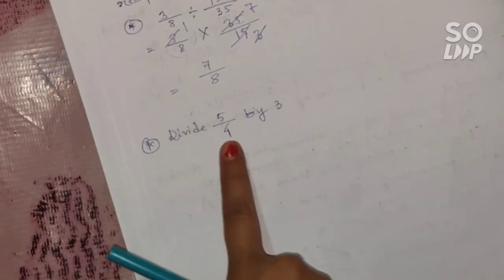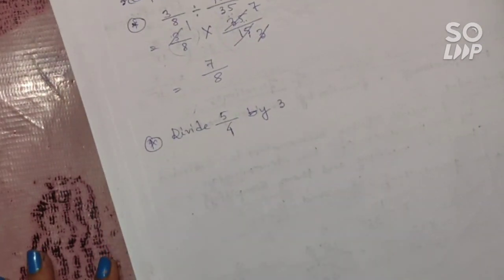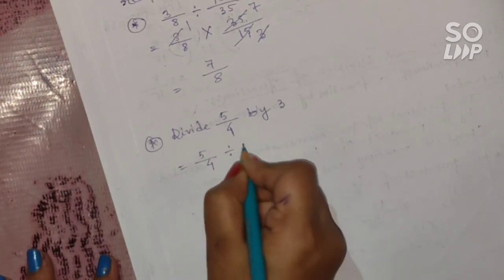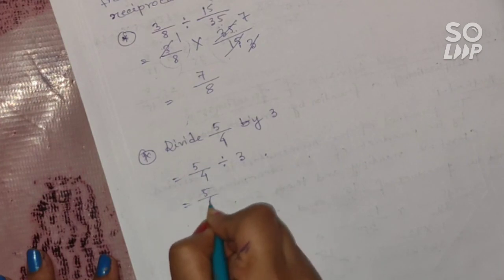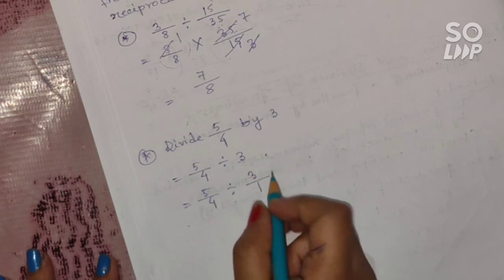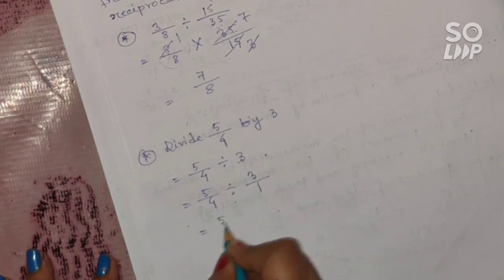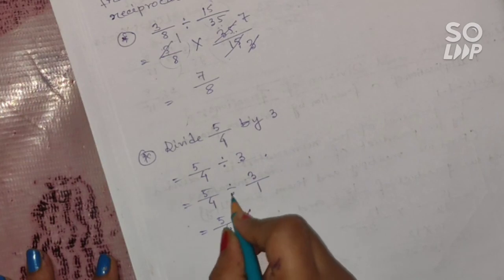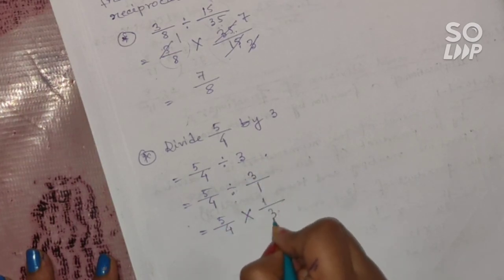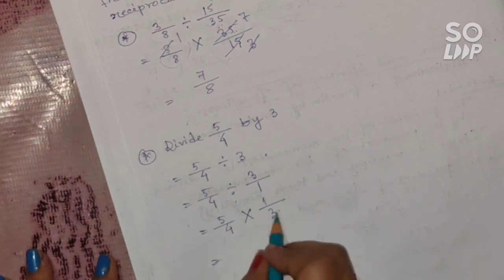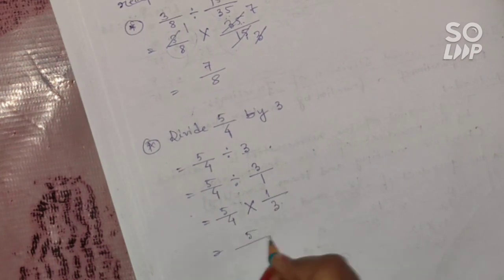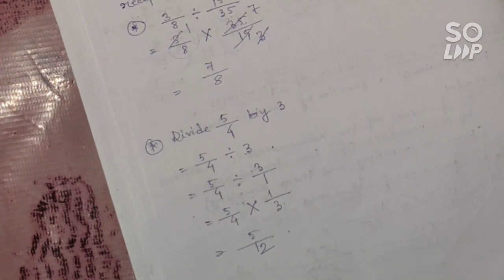Next, divide 5 by 4 by 3. But we can write 3 as 3 upon 1. There is no denominator, that means there is actually 1. 3 upon 1. Now the division becomes multiplication and this becomes the reciprocal form, 1 upon 3. So 5 1s, there is no common factor. So 5 1s are 5, 4 3s are 12. 5 upon 12. This will be the answer.